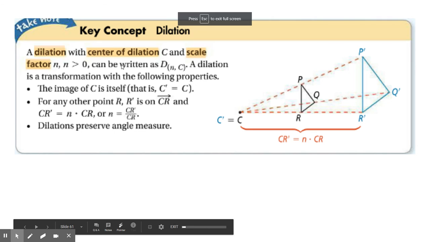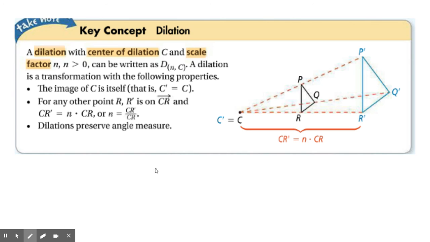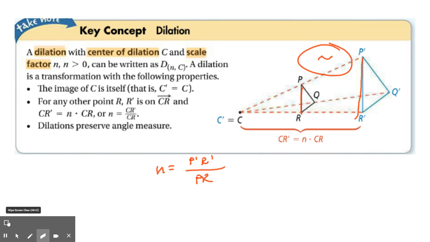Love technology, sometimes not. As I said, you can find the scale factor using the corresponding lengths to the center of dilation. You can also find the scale factor by taking a pair of corresponding sides. So the image P prime R prime over the pre-image PR. Okay. All right. So again, if you look, these two figures will be similar. So dilations create similar figures. And again, it's this idea of scale factor.